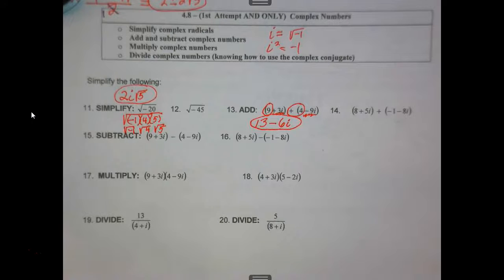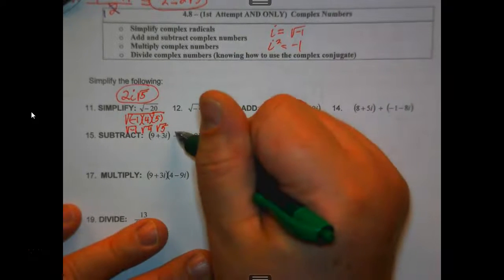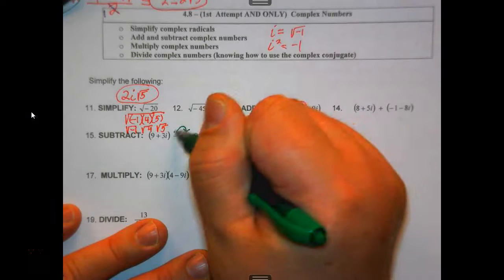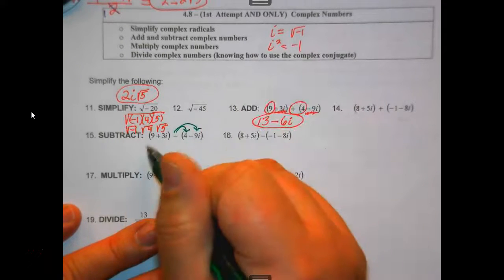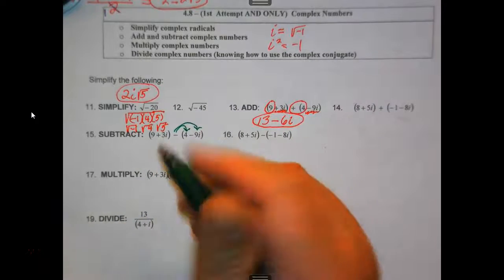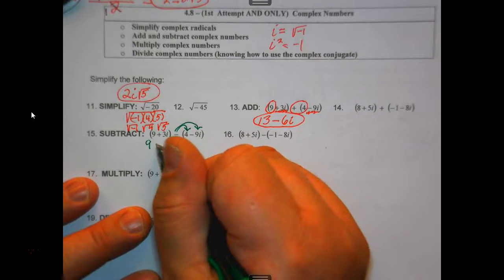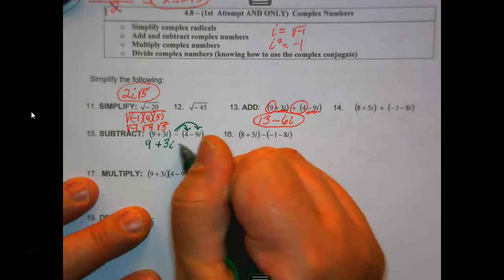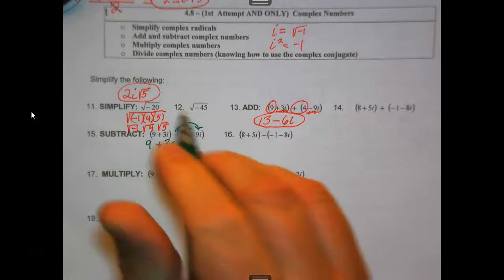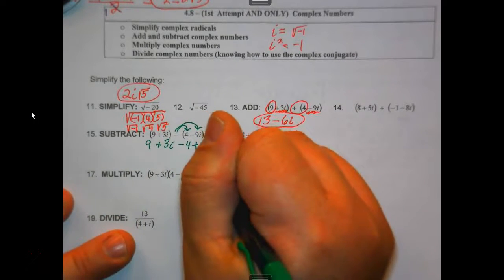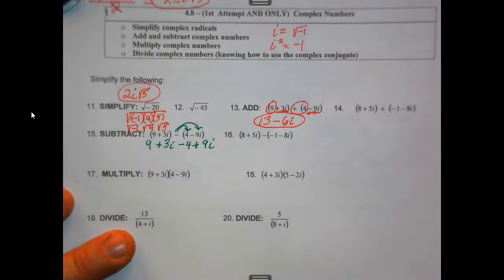Number 15, subtraction. What do I have to do with the minus sign? That's right, distribute it, kids. So I get 9 plus 3i minus 4 plus 9i.